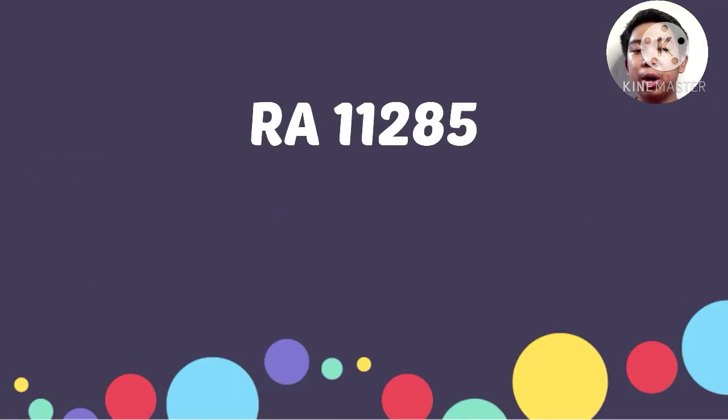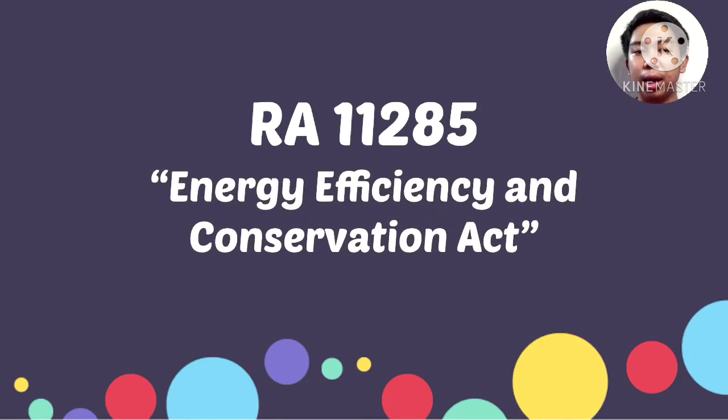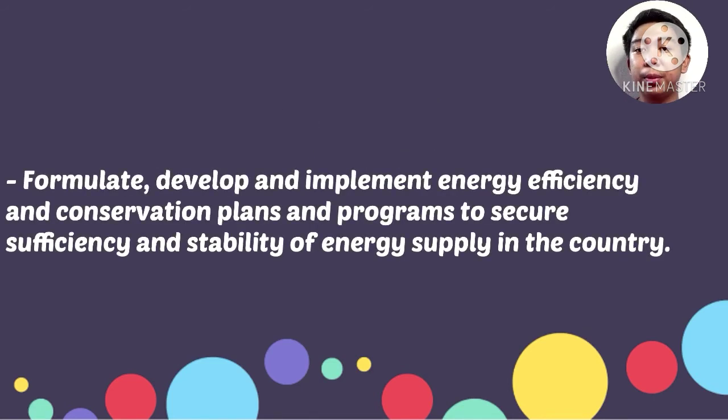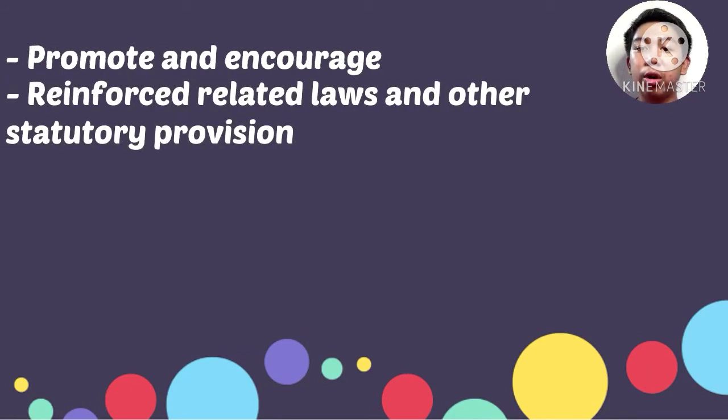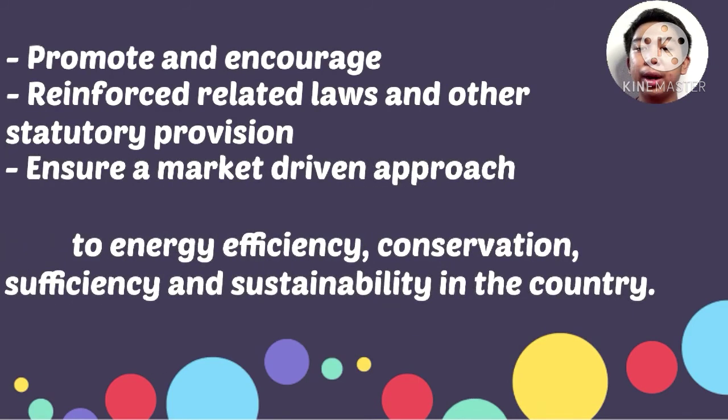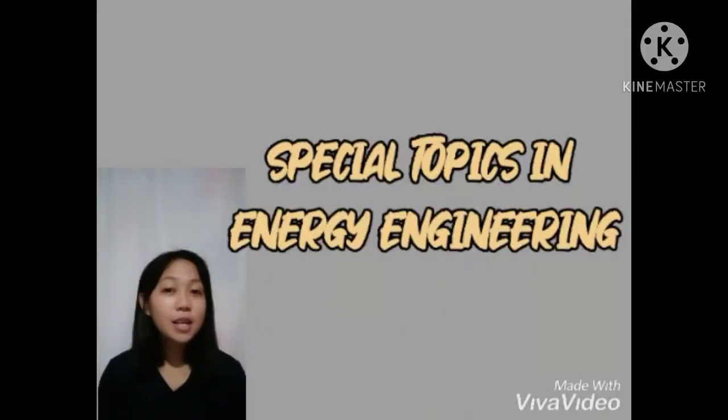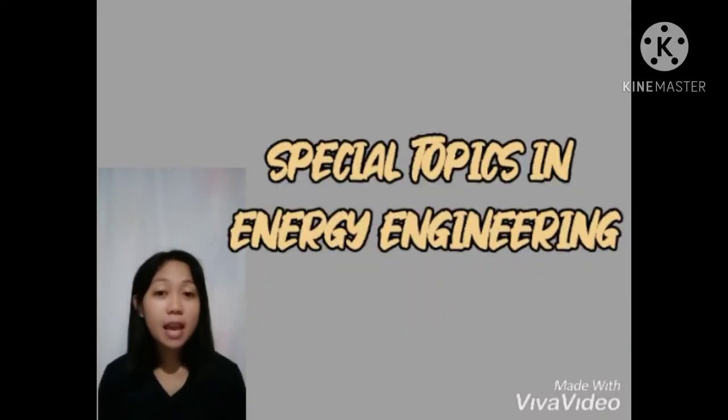Next is the Republic Act number 11285, also known as the Energy Efficiency and Conservation Act. In this law, it is hereby declared the policy of the state to formulate, develop, and implement energy efficiency and conservation plans and programs to secure sufficiency and stability of energy supply in the country. It is also to promote and encourage, reinforce related laws and other statutory provisions, and ensure a market-driven approach to energy efficiency, conservation, sufficiency, and sustainability in the country. That's all. Thank you. So let us now proceed to the special topics in energy engineering.